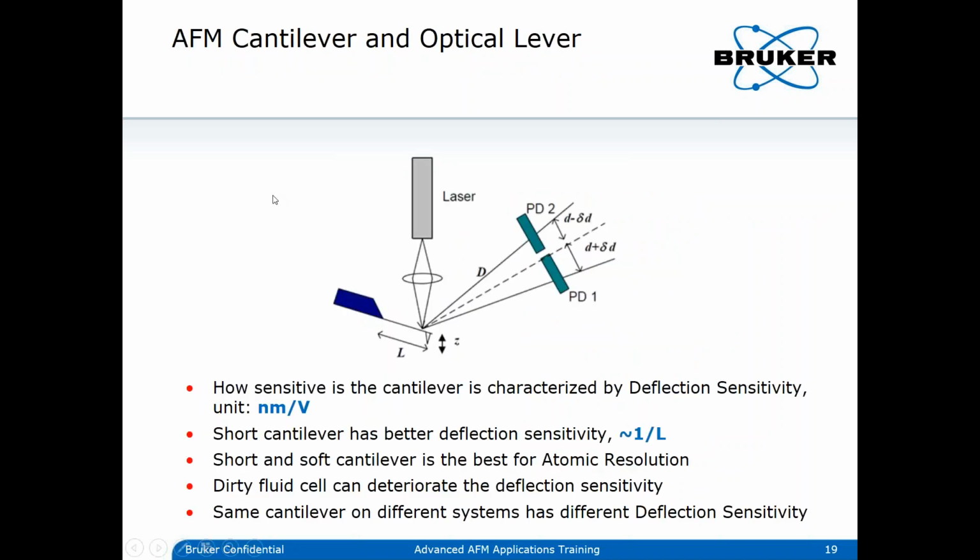So this is a bit about the AFM cantilever and the optical lever, meaning how sensitive the cantilever is, which is characterized by the deflection sensitivity, with units of nanometers per volt. A short cantilever has a better deflection sensitivity because it is proportional to 1 divided by the length of the cantilever. So in the end, short and soft cantilevers are the best for atomic resolution. One more thing: if you have a dirty fluid cell, this will deteriorate your deflection sensitivity. And the same cantilever on different AFMs will have different deflection sensitivities. Just keep that in mind.